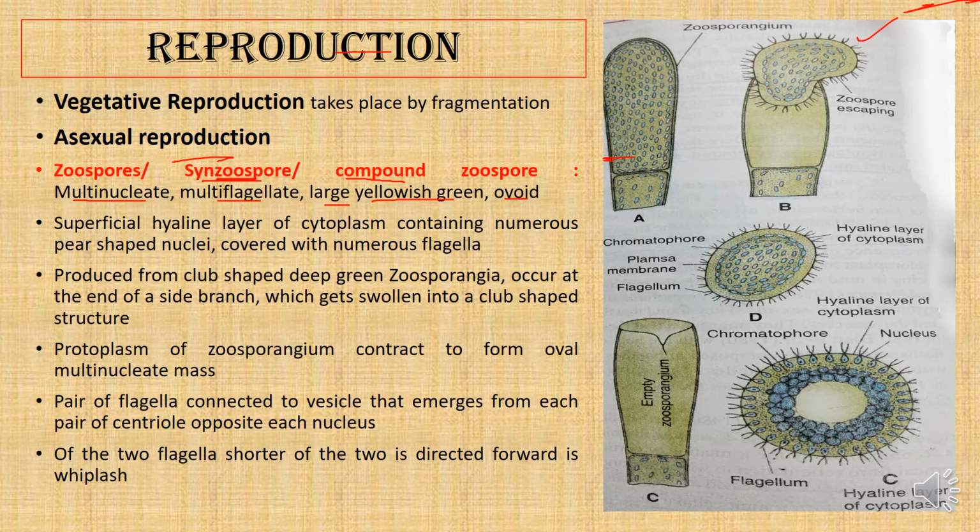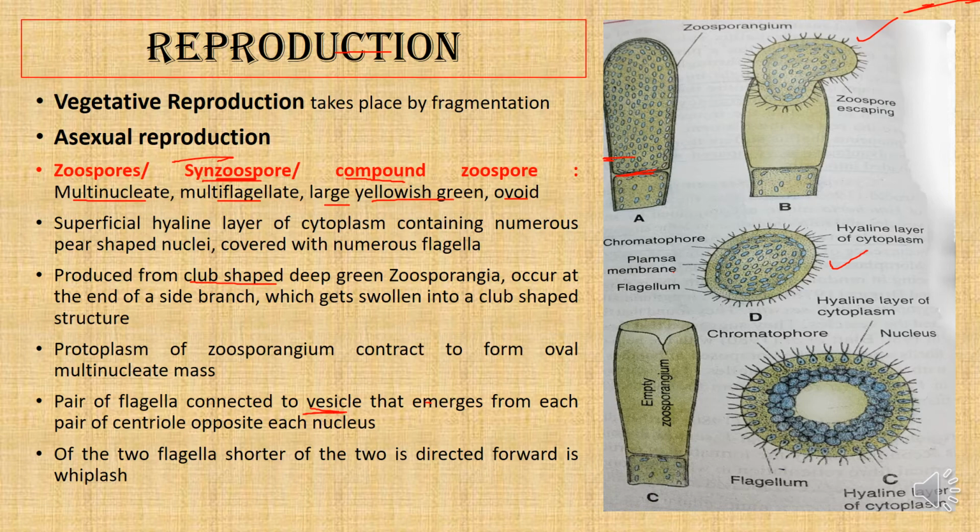And this septa formation separates the terminal zoosporangium from the rest of the siphon or the thallus. And this club-shaped zoosporangium later forms the initial zoospore. This is the initial zoospore, where we see that the entire surface is covered with pairs of flagella. One is much smaller and one is bigger, and these paired flagella are attached to a vesicle.